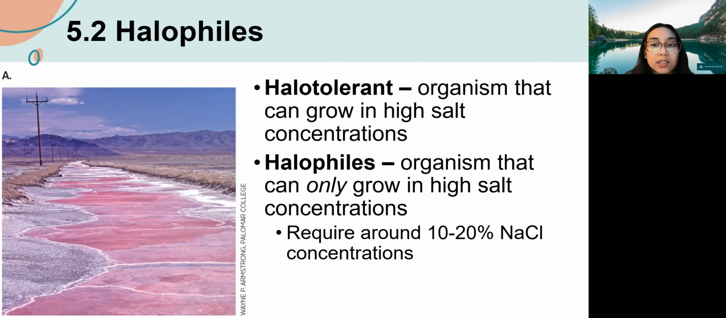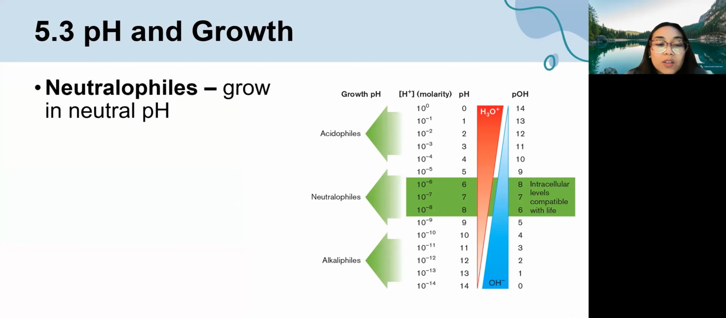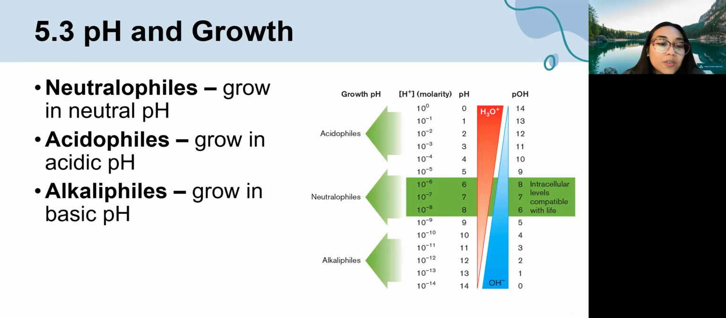Okay. All right. So now let's move on to 5.3, which goes over pH and growth. Again, different organisms can tolerate different pHs. So this one's pretty easy. Neutralophiles, guess what? Grow in neutral pH. Acidophiles, acidic pH, and alkalophiles in basic pH. So that's pretty easy to remember.